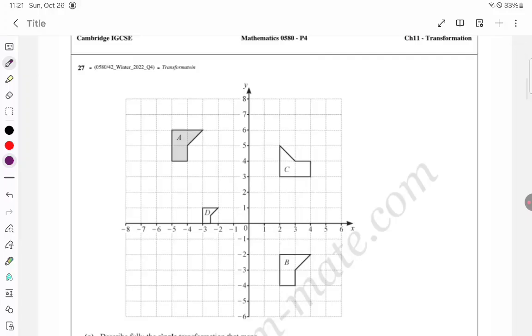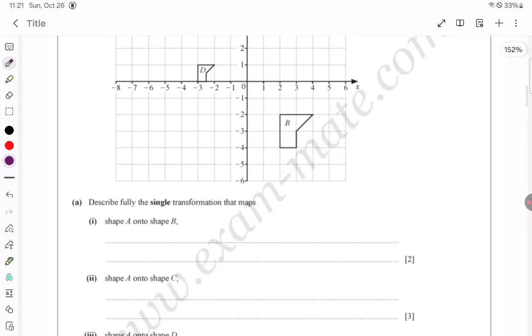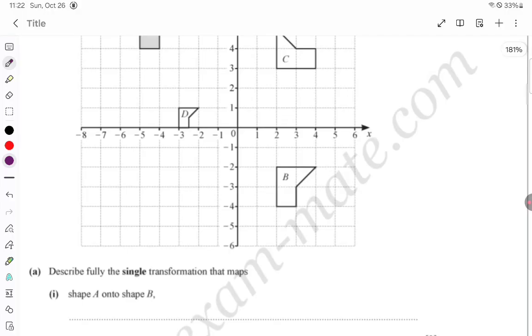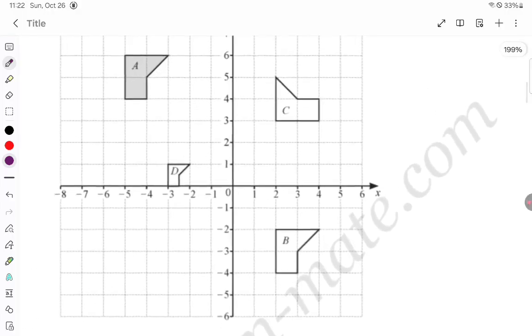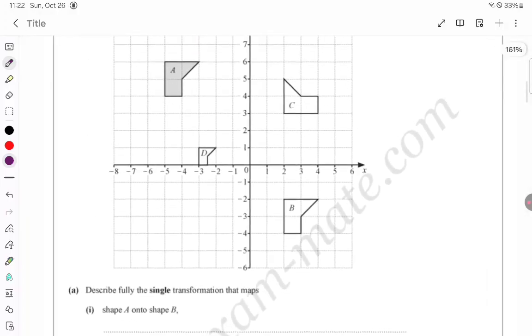Now in question 27, describe fully the single transformation that maps shape A onto B. For single transformation, first join the lines from A to B.